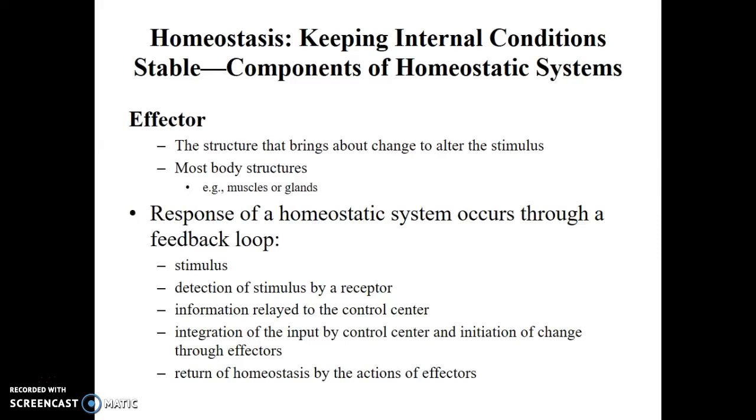A feedback loop, in a nutshell, starts with the stimulus that is picked up by a receptor. The receptor then takes the information and sends it to the control center. The control center takes in the information and decides what has to happen, and sends out a response through effectors. And then the effectors bring about whatever change has to occur.